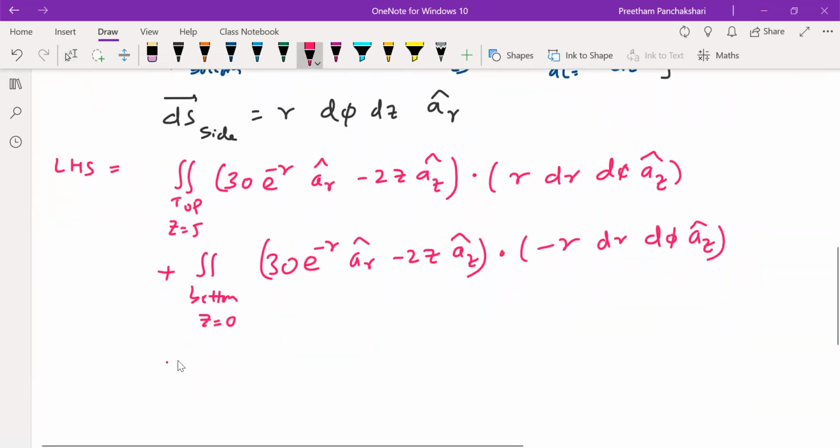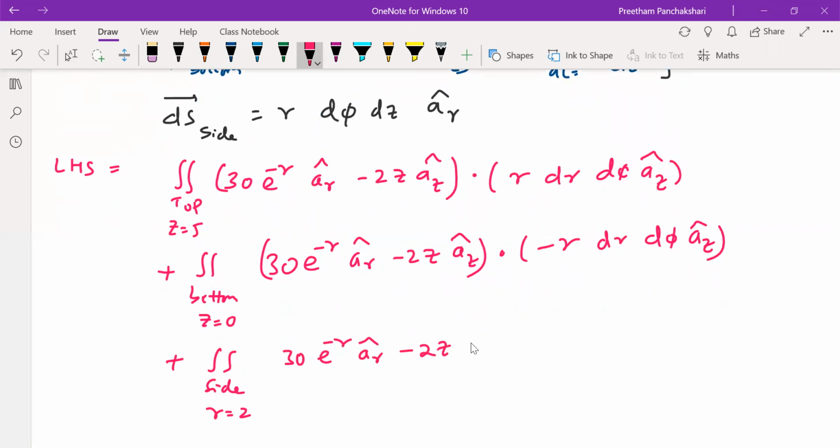Lastly, the cylindrical side, which has a radial value of 2, will give us a dot product defined by this equation. Here it is r dφ dz a cap r. So we have written the three integrals completely.